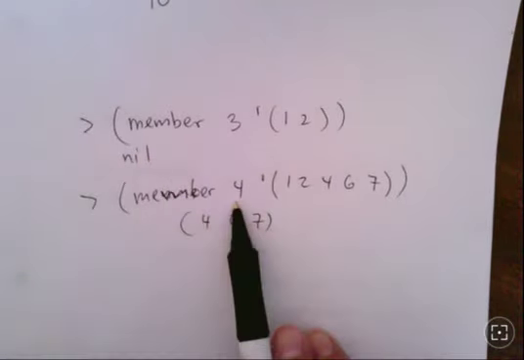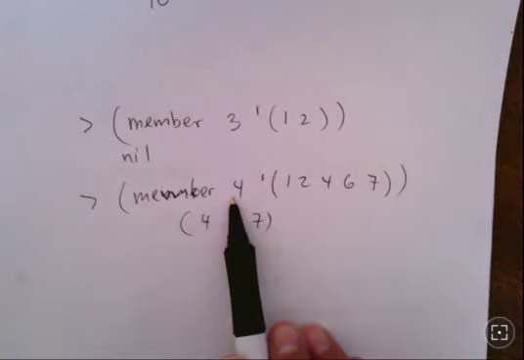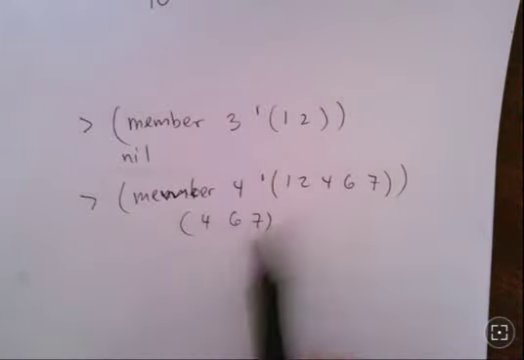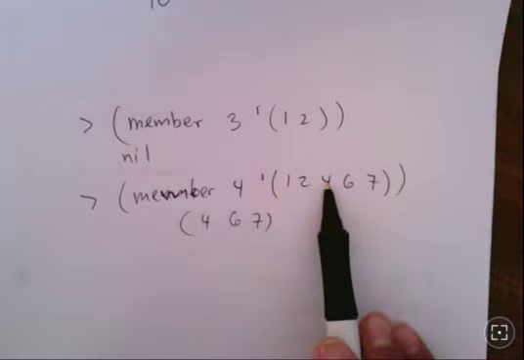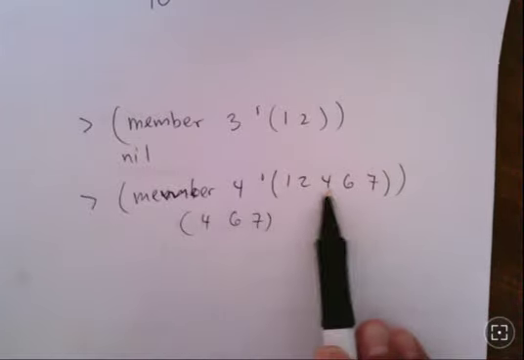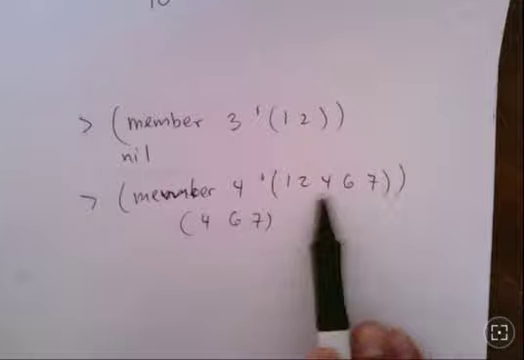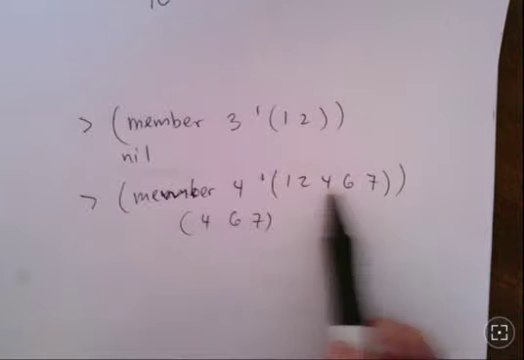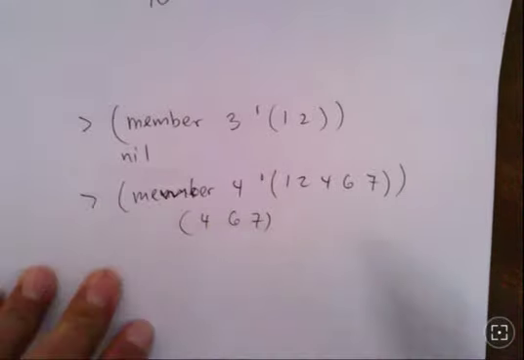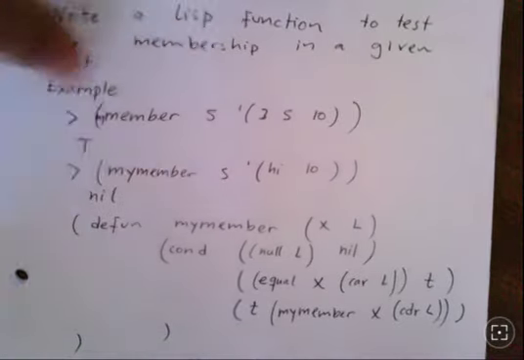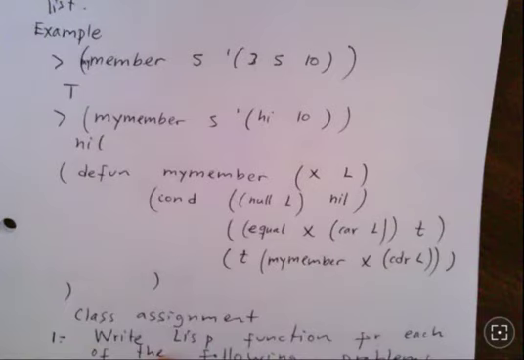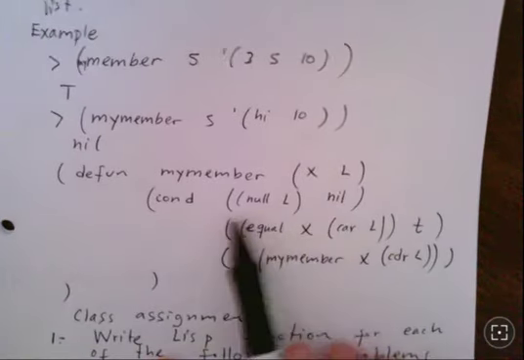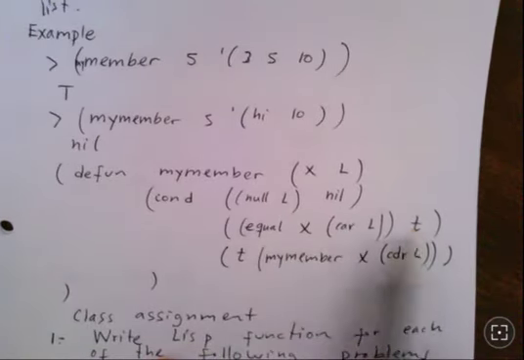But when it is a member, instead of returning true, we were getting a fragment of that list in which we found the 4. For example, 4 was found here when we were iterating, and then we return that fragment, the rest from that point on, which is 4, 6, and 7. Okay, so you go to your notes and you study the other definition. You see that the main difference is now that it's going to return the t in this case.